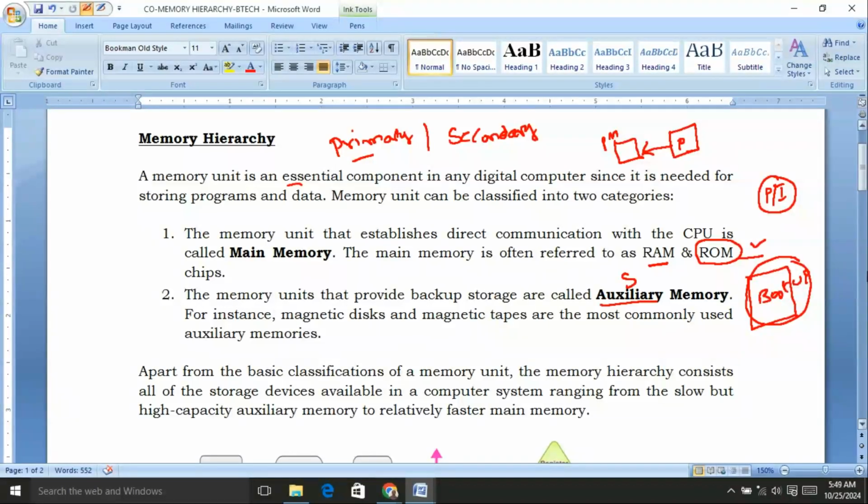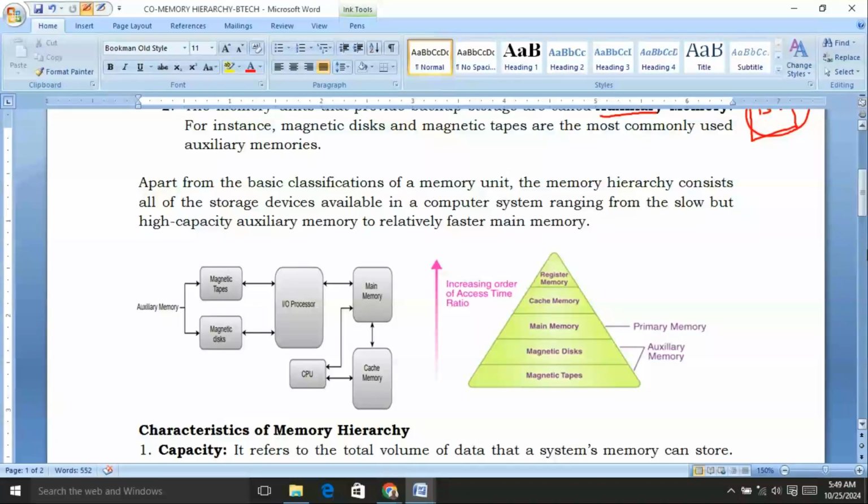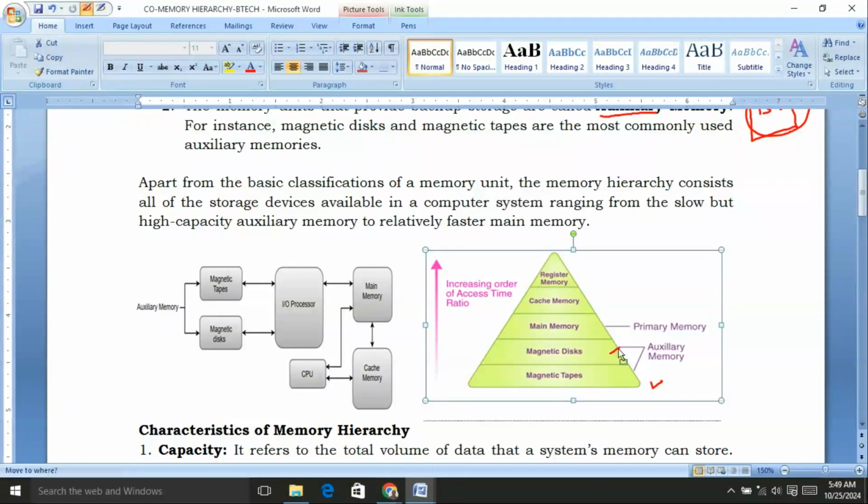So how do we classify the memories? In the below part I am going to discuss this. There are several memories. Here we observe magnetic tapes, magnetic disks, main memory that is the random access memory or ROM, cache memory, and registers. We know that the registers are within the processor to store very little data; the presently executing data or instructions are within these registers.